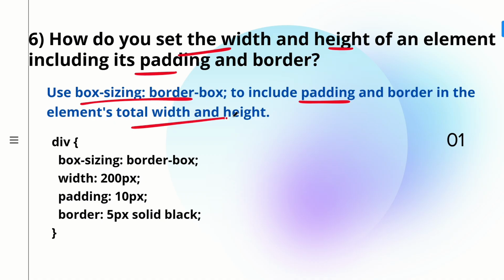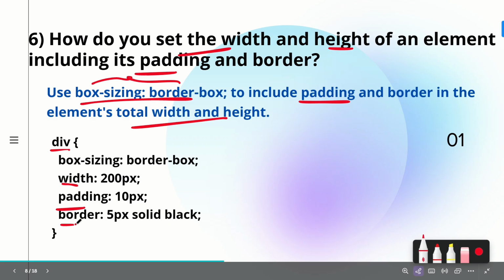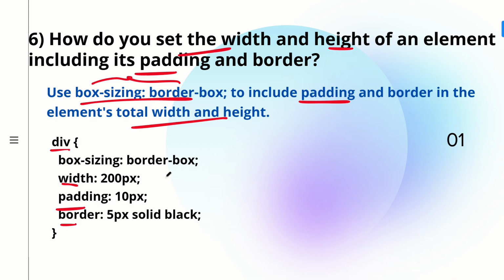Normally by default they are excluded, but in case we want to include the padding and border in the element's total width and height, we have to make use of the box-sizing border-box CSS property. It is a normal code example. We can see here we have written div in our CSS file, then width, padding, border, everything is normal. But in case we want to include the padding and border width together with the element's total width and height, then we have to make use of box-sizing border-box. This is how we can include the padding and border with the element's width or height.